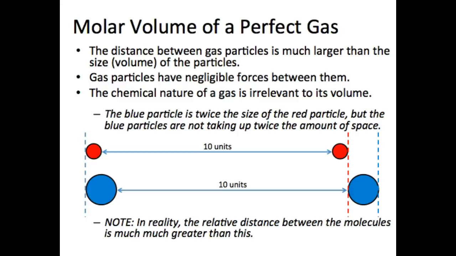So the distance between gas particles is much larger than the actual volume of the particle itself. So let's look at the pictures below. We have two different gas particles. We have blue particles representing one gas, and red particles representing another gas. What we're looking at is the distance between the particles. The distance between them is much greater than the actual size they take up. So we could say that gas particles have negligible forces between them, and they pretty much have negligible volume. There's much more space between them than the actual size of the particle itself.